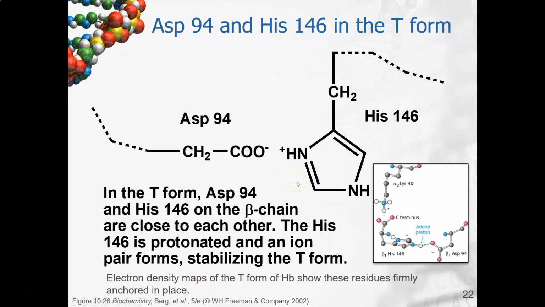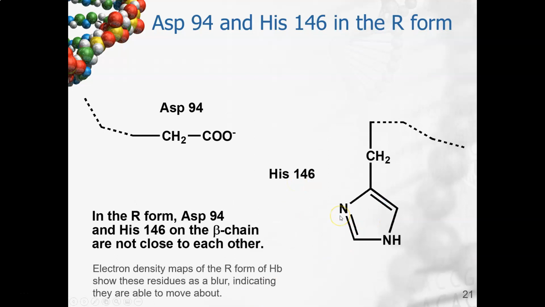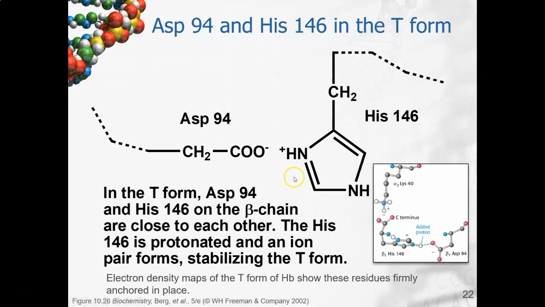And what happens is, in the R form, we don't have a proton. In the T form, we do. And when the proton binds, then we have a positive charge, and now we can form an ion pair. And this shows what it actually looks like. So here's the histidine ring right here with its added proton, and then this shows the ion pair that is formed with this Asp 94.